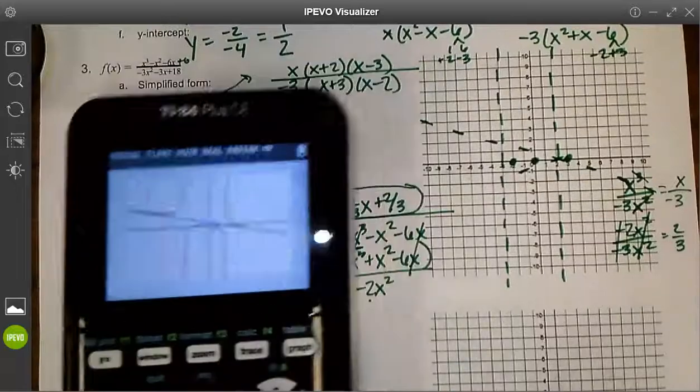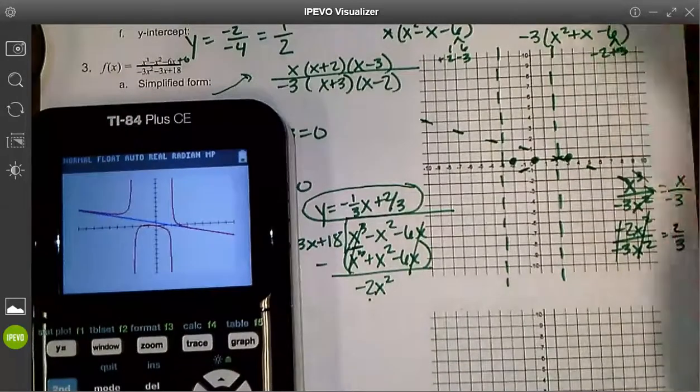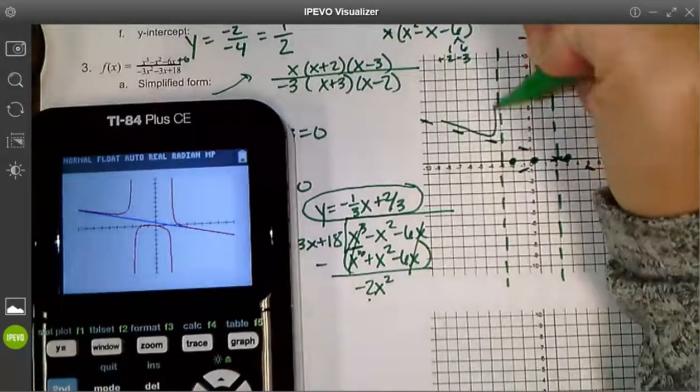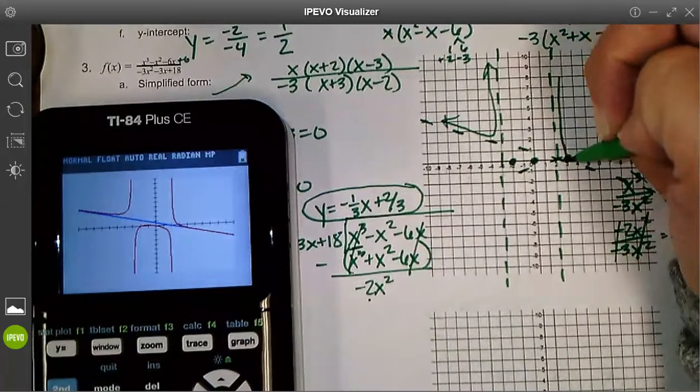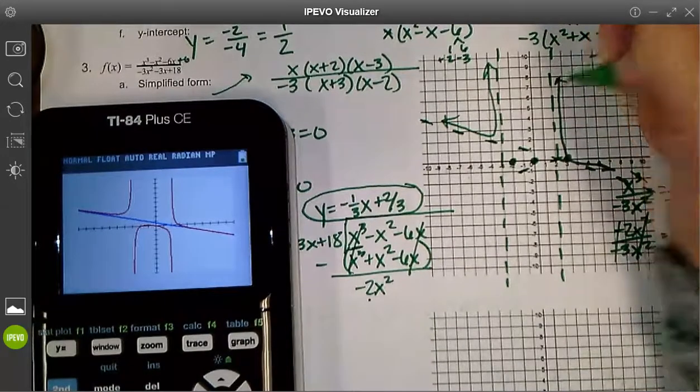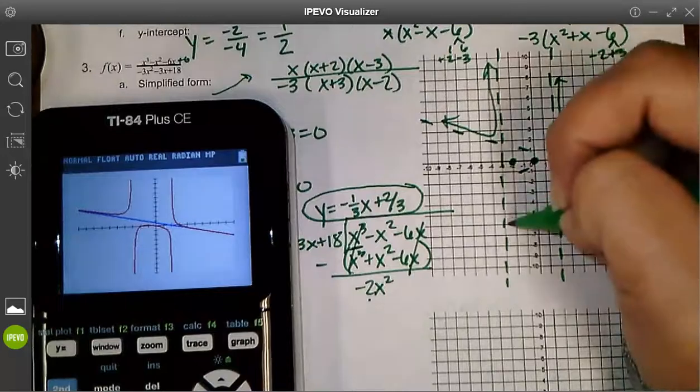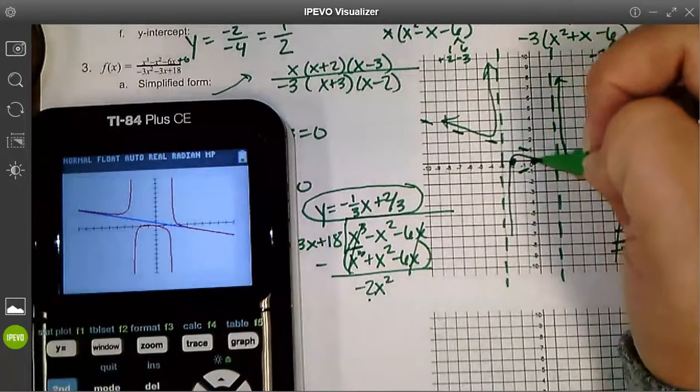All right. So now I'm just going to graph everything based on what I've already got here. It's getting closer and closer to both of these sides on this side. Same here, it touches that x-intercept there. And then we've got the same thing here.